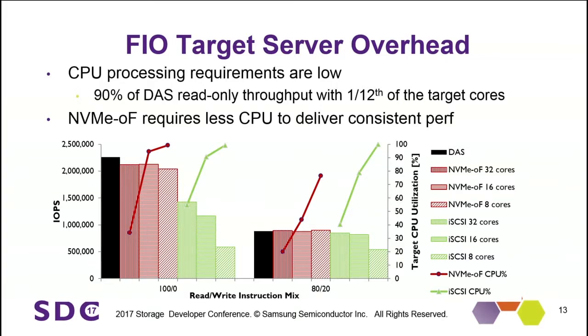So that 100% would be 100% for the number of cores that you're measuring across? Yes, that's right. The 100% for the 8 cores means 8 cores are running at 100%.